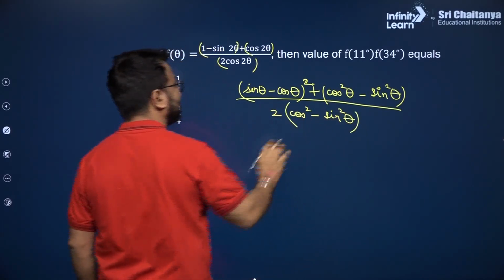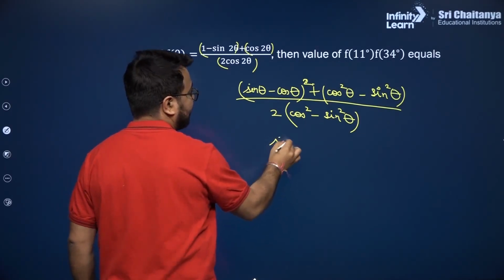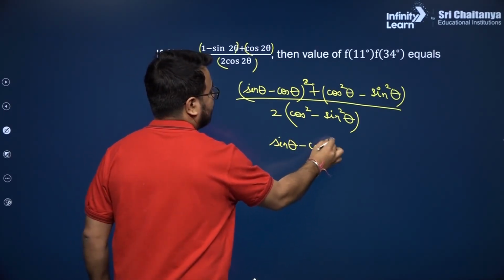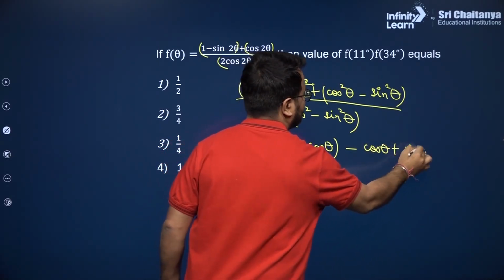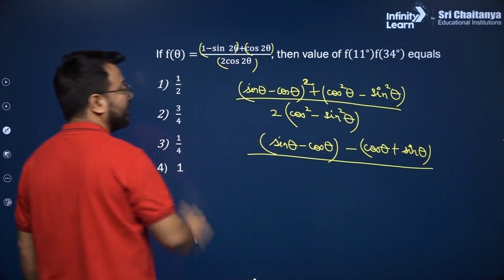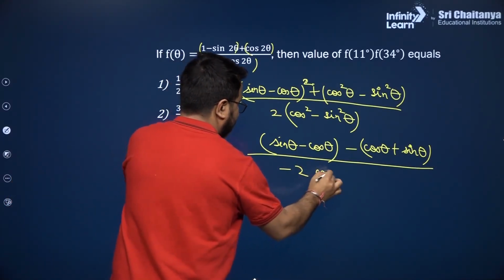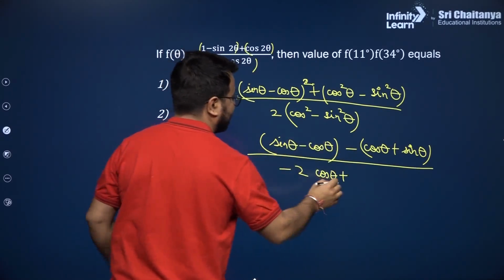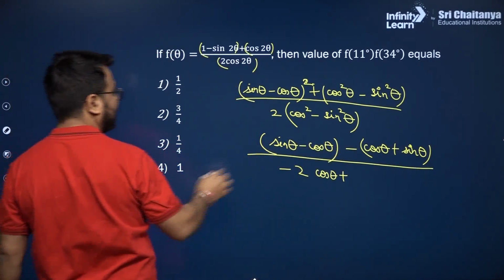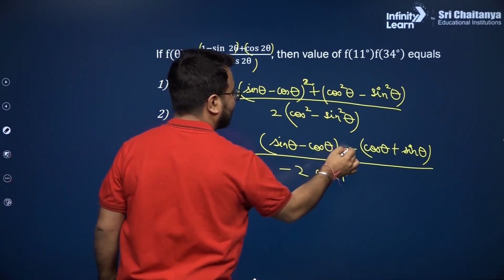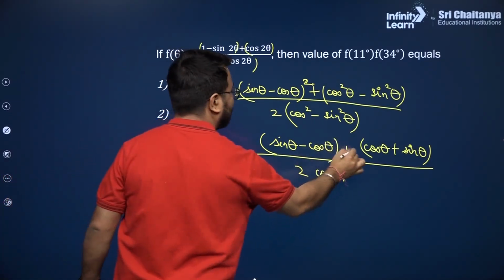Now, can I eliminate this theta? Yes. I will be taking sine minus cos common. So here I will be left with sine minus cos. Then here I will be left with cos plus sine, because I have taken this sine minus cos as common. And here I will be left with 2 times, negative 2 times cos plus sine, because I have taken this sine minus cos. Or we can also take this cos minus sine common from both numerator and denominator. Let us take this cos minus sine common. So we'll be left with cos plus sine only.